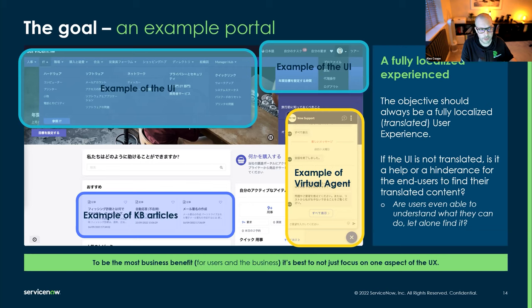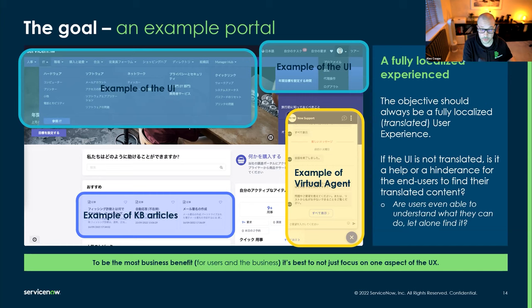So in this example, I'm highlighting, we need to translate the UI, whether it's the topics at the top, the menus, the widgets, the virtual agent, and it doesn't have to all be done at once. I want to be super clear about that. It could be done in stages, but the objective would always be to try and reduce a mixed language experience because that's not going to help the end user.